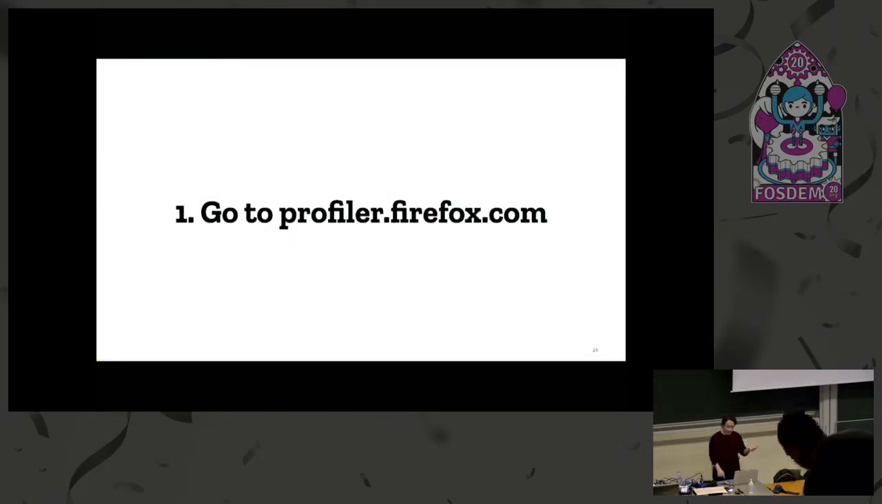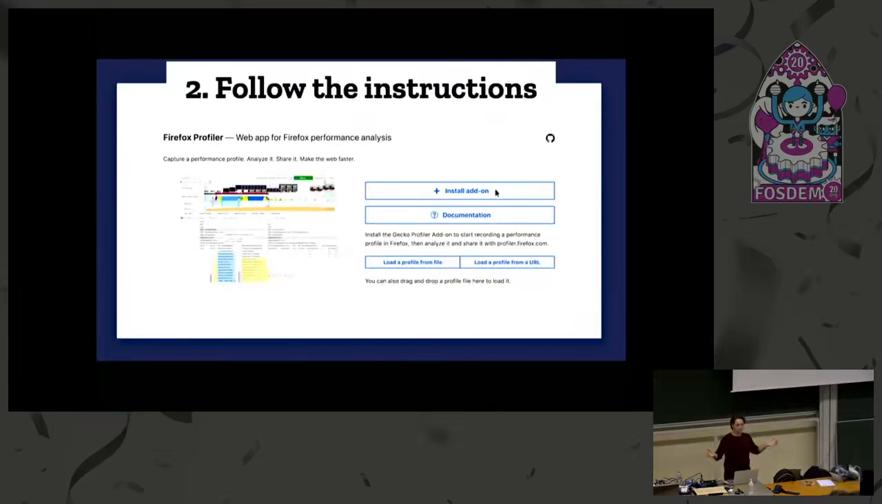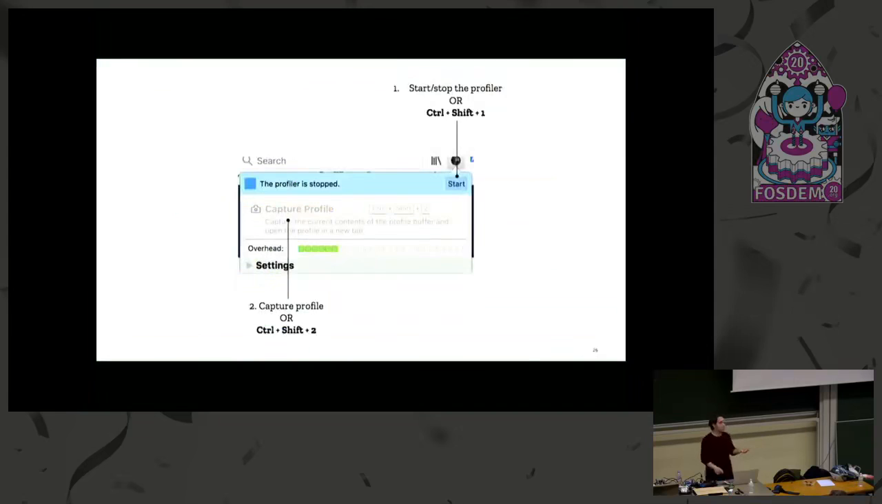profiler.firefox.com, and you just need to follow the instructions. It's pretty straightforward. There is a big button that says install add-on. So you need to install the add-on first. And once you install that, you're going to see this pop-up. So an icon will appear on the top right side of your Firefox. And once you click that, this pop-up appears.